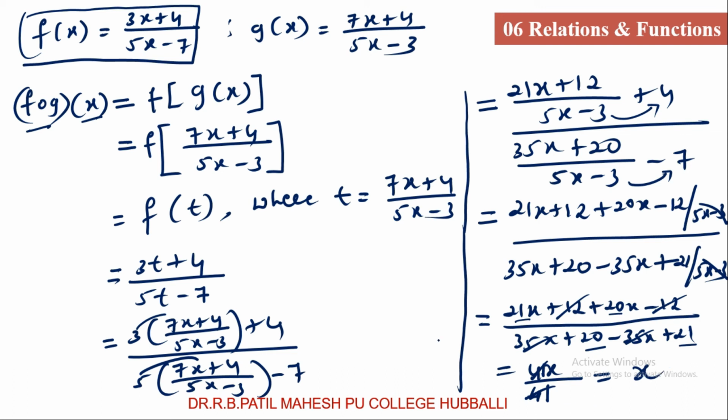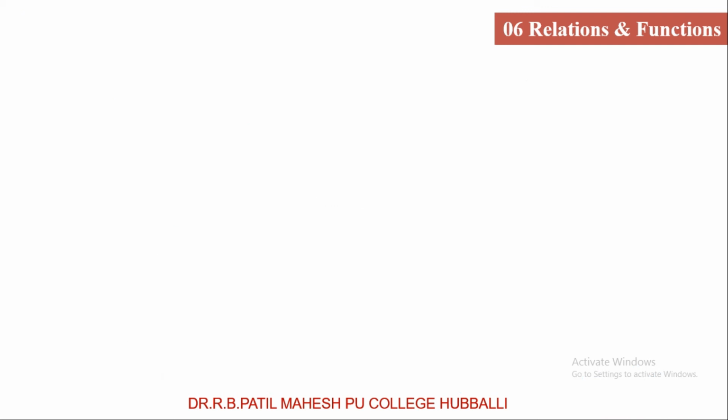So started from f composition g of x, we got x, definitely f composition g is also an identity function. So g composition f of x we got x, and f composition g of x also we got x. It means that f composition g and g composition f are identity functions. Hope you followed these two.